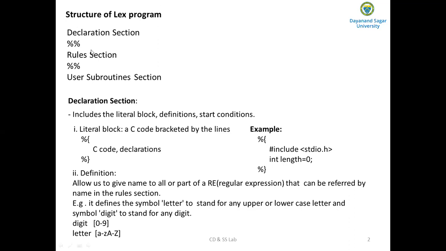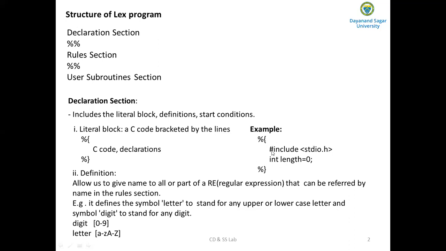So we have declaration section, rule section, and user subroutine section. So what do you mean by declaration section? This declaration section includes the literal block, definitions, start conditions. So what do you mean by literal block? It is a C code bracketed by the lines percentage opening brace and ending with percentage closing brace. So inside this literal block, you can add the C variable declarations, and also the C language hash include statements. So here is an example.